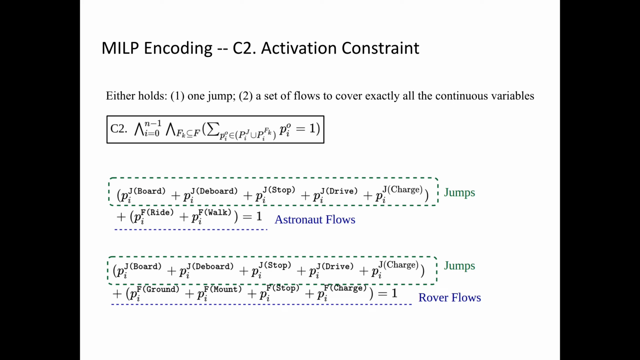As we can see here, if a jump is activated, all the other jumps and flows should be inactivated. On the other hand, if an astronaut flow is activated, all the jumps should be inactivated, and there should be exactly 1 activated rover flow as well.